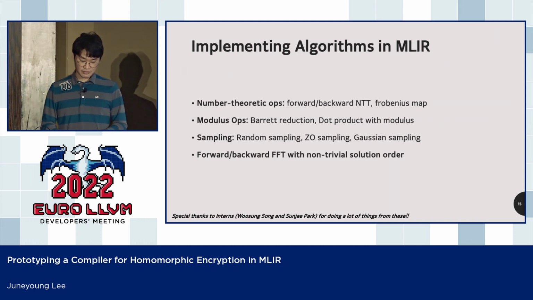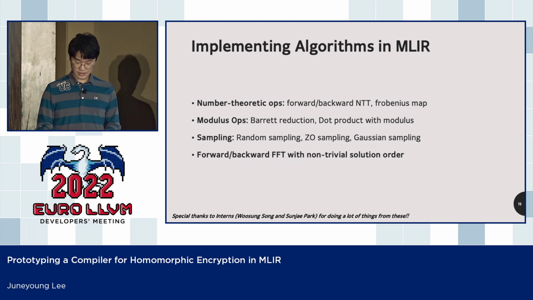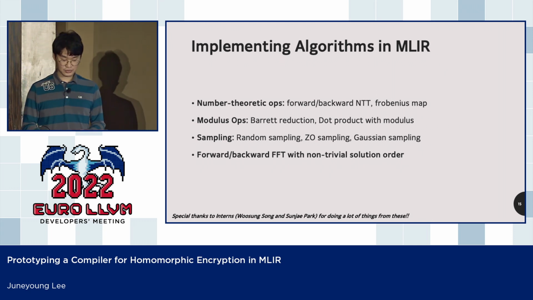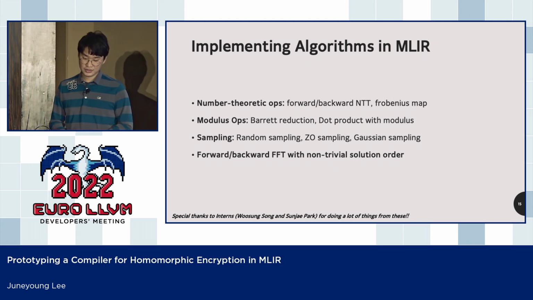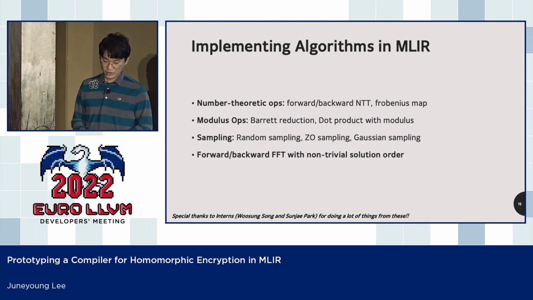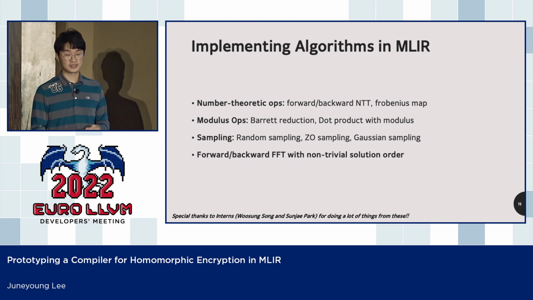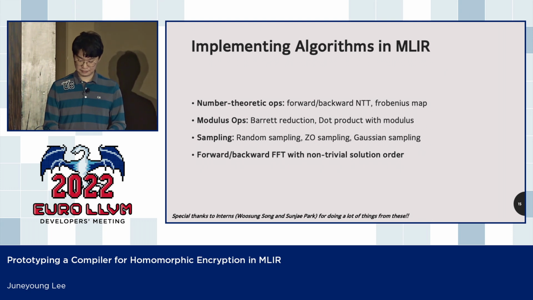In MLIR, we implemented various algorithms. We implemented number theoretic operations such as the backward NTT and Frobenius map. We also implemented several modulus operations that are also used by other cryptography libraries, which are Barrett reduction and dot product with modulus. We implemented sampling, and also we implemented the backward fast Fourier transform, but with a slightly different root order because the list of roots that is used for homomorphic encryption is slightly different.